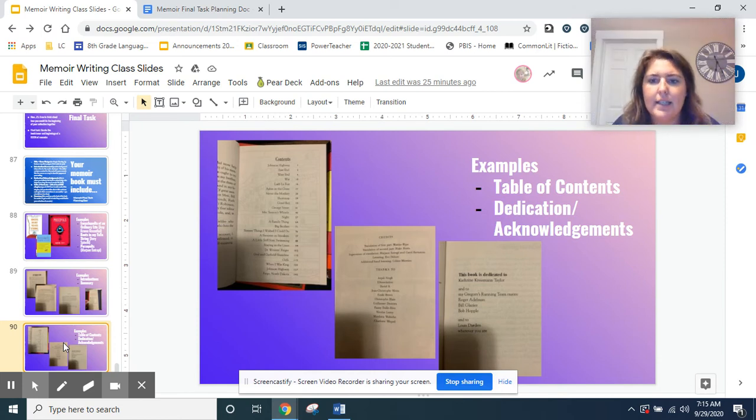And then lastly, the dedication and acknowledgments, right? This is just who you want to thank or who the book is dedicated to. And sometimes people write long entries and they talk about how thankful they are for someone who helped them or whatever it might be. Or sometimes it's a list and it's really short. So just make sure that you're also including that.